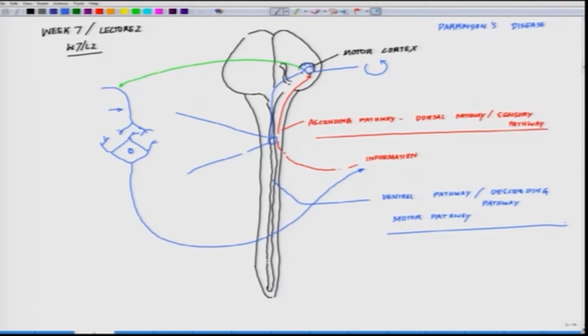So, now as the information is coming down out here, at this location there is a synaptic contact where the signal which has been coming from the motor cortex all the way to the ventral horn, the message is passed. Message is transmitted.